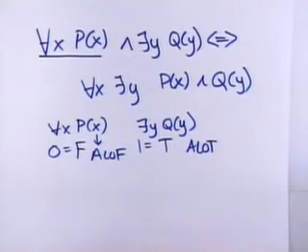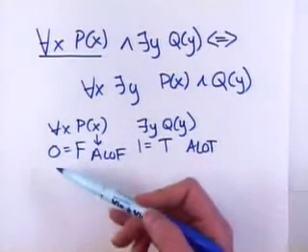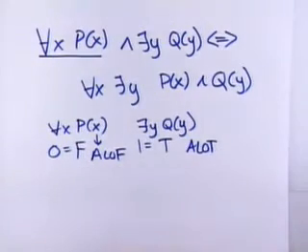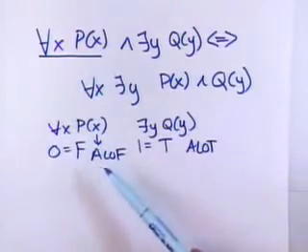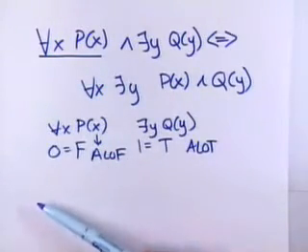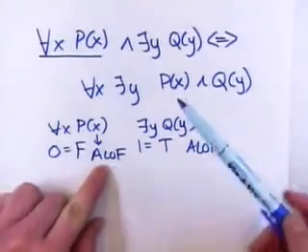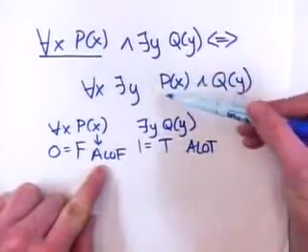Because for all x to be false, if they were all true, then it would be true, and it's not true, it's false. So you have at least one false. Right, I have at least one false, otherwise all of them would be true, and this statement would be true. So in this case, I would have at least one false for p of x. So what I would do is I would sub in one false here.